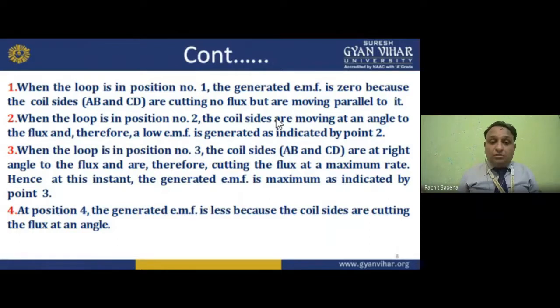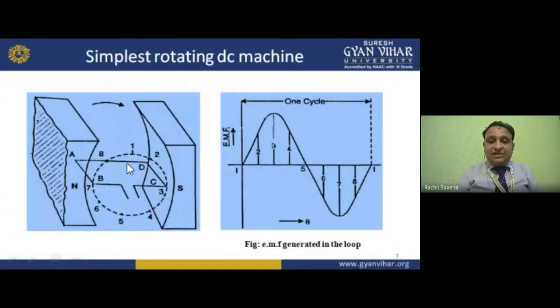At position number 4, the generated EMF is less because the coil sides are cutting the flux at an angle, so we are getting a minimum. In 5 we are getting 0 again. In 6 it is increasing, and in 7 we are getting the maximum on the negative side, in the opposite direction. At 8 we are again getting a lower value, and then we come back to 1. So I hope you understand the simplest rotating DC machine.